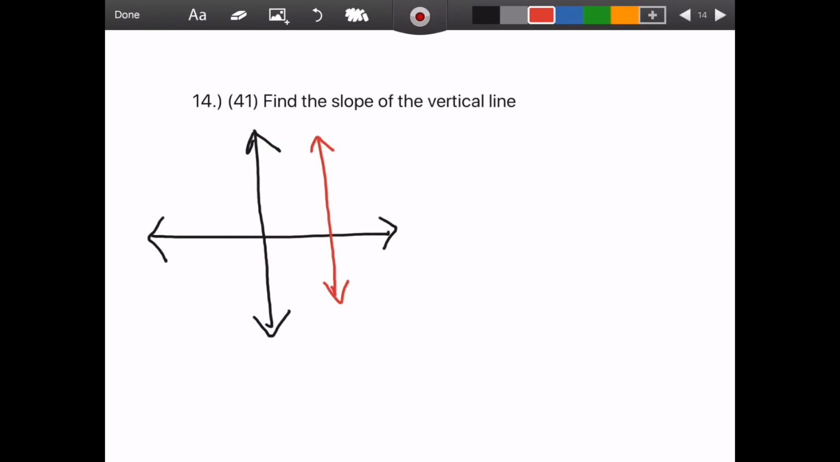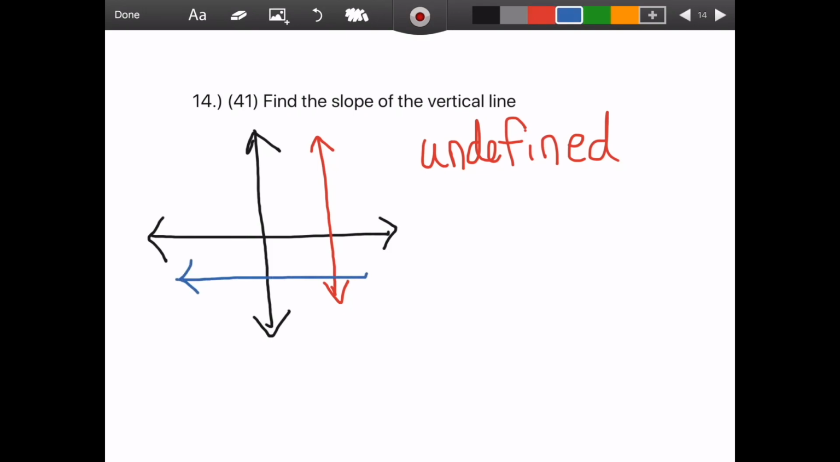Number 14 says, find the slope of the vertical line. So even if they gave us points, we don't really need them because you should know by now that a vertical line always has a slope of undefined. Now, just for some extra practice, if they wanted to know the slope of a horizontal line, it would be 0. So remember, vertical is always undefined and a horizontal line is always 0.